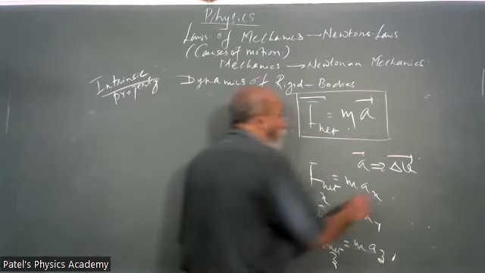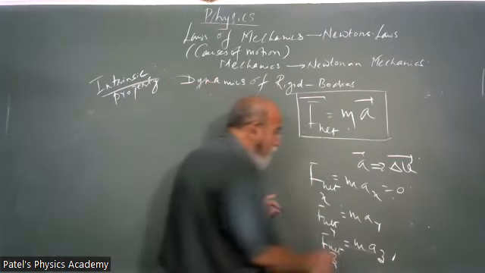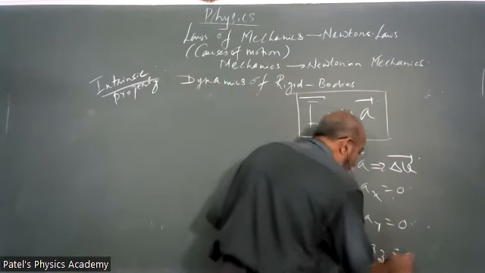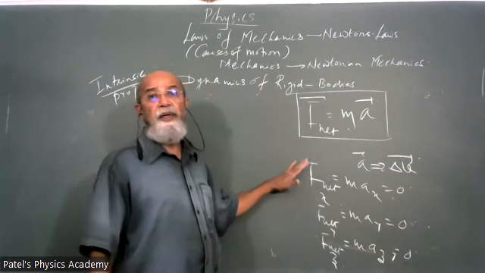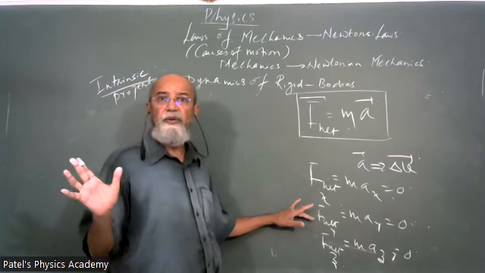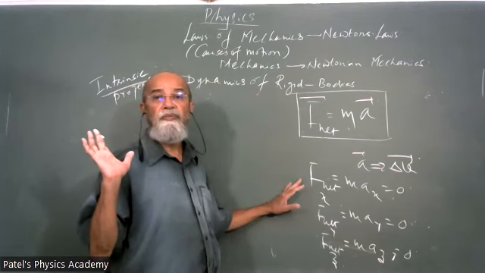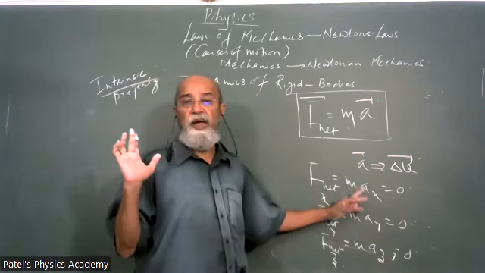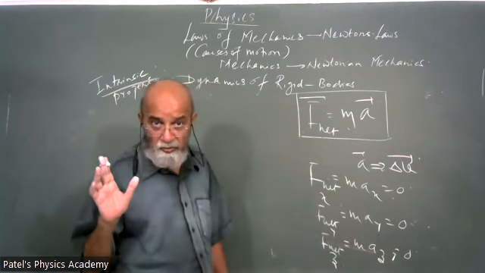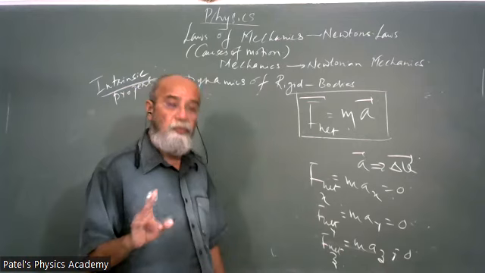Now, if this is 0, then there won't be a change in motion in the x direction. If this is 0, there won't be a change in motion in the z direction. That means the body is at rest, if to start off with it was at rest. If it was in motion, then it will continue to be in motion, but there won't be an acceleration in the x, y, or z. That means there won't be any change in motion. I think it's pretty clear. Good.